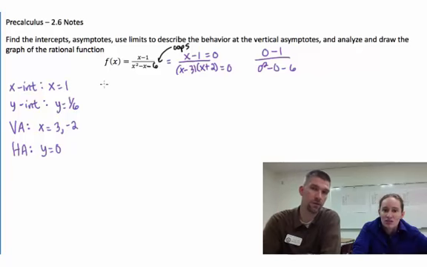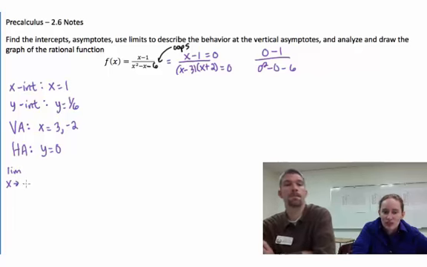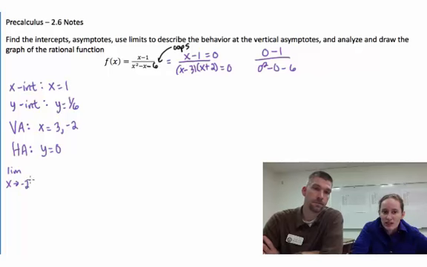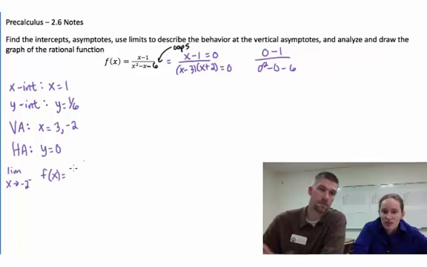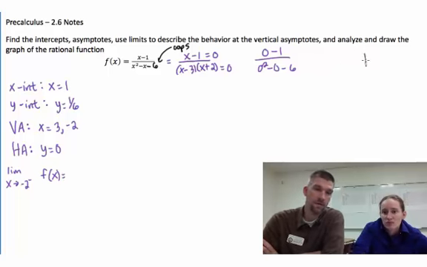There are 2 vertical asymptotes, which means we're going to have 4 limits. So as x approaches, let's go from left to right. As x approaches -2 from the negative direction, it might be helpful for us to have the graph to do this. -2 from the left is going to go towards -infinity.